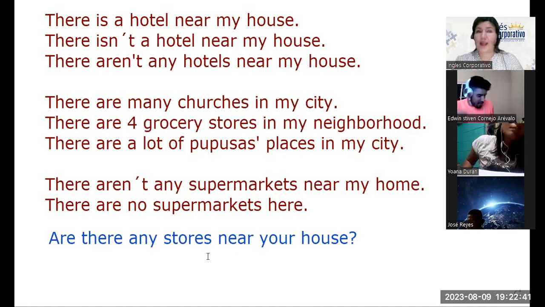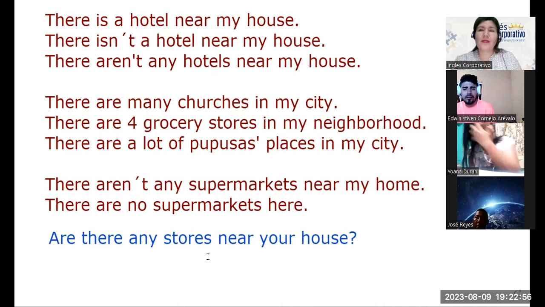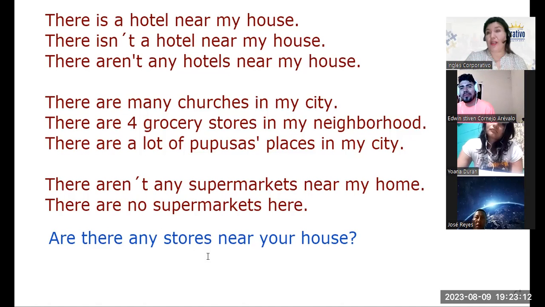Si yo le digo, there is a hotel near my house, o sea, salgo de mi casa y hacia media cuadra está el hotel. Near. And if I say, are there any stores near your house? What will be the meaning of that? Hay tiendas cerca de su casa. Ajá, pero ahí somos más específicos. ¿Habrá alguna o hay alguna? ¿Hay alguna tienda cerca de tu casa? Good job, Edwin. Very good definition.